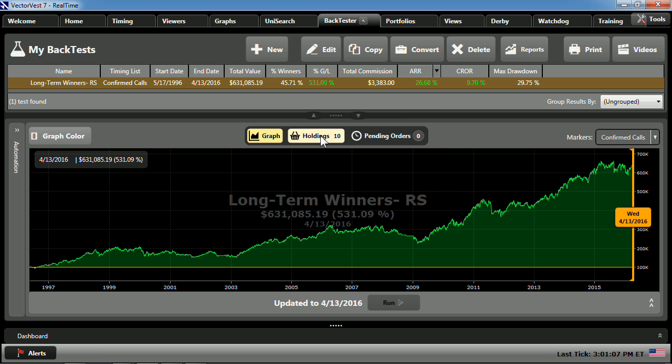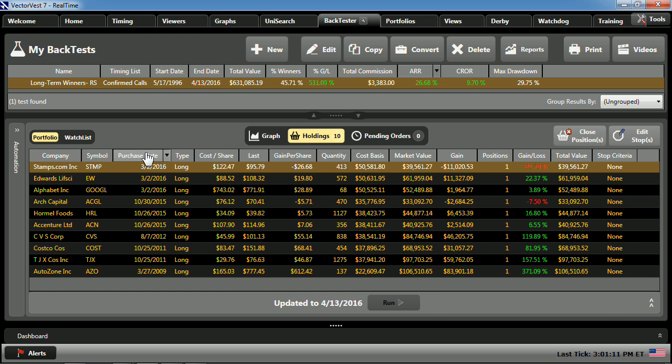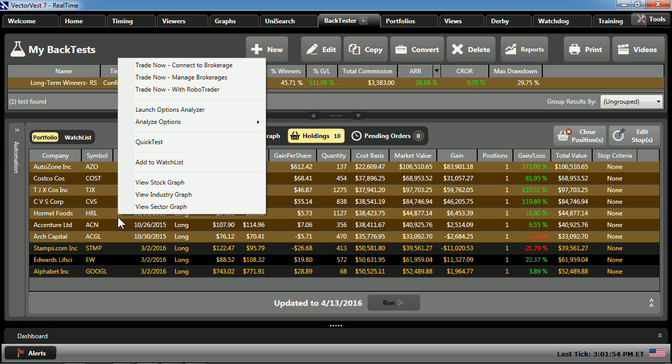We can take a look at the current 10 holdings in this backtest. And if we sort them by purchase date, you can see that 7 of the 10 have been in the portfolio for a little while. And what we're looking for is, on top of all that capital appreciation, are we collecting any dividends? So when I highlight all those stocks, I will right-click on there and we will take a look at a stock graph.